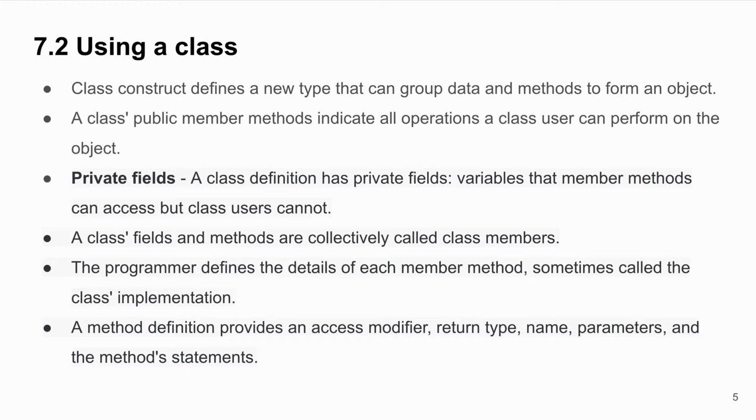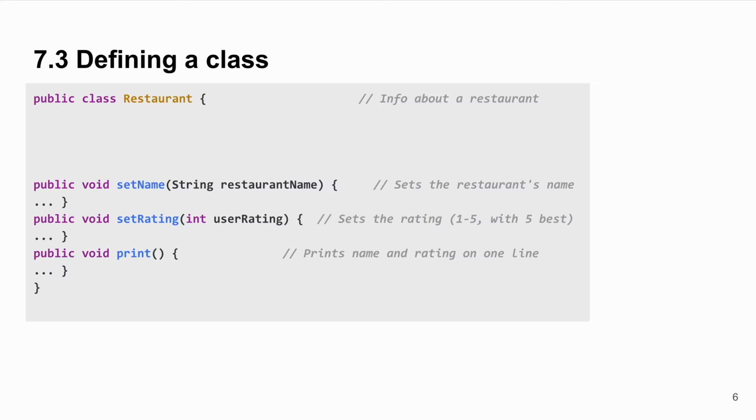There are private fields within a class which cannot be accessed by the user. A class's fields and methods are collectively called class members. The programmer defines each member method. Sometimes we call it implementation. A method definition provides the access modifier, return type, name of the class or object, various parameters, and the method statements, which is basically the code.